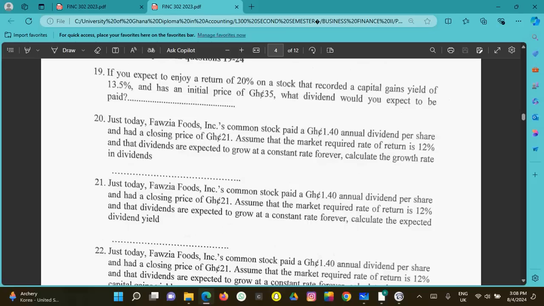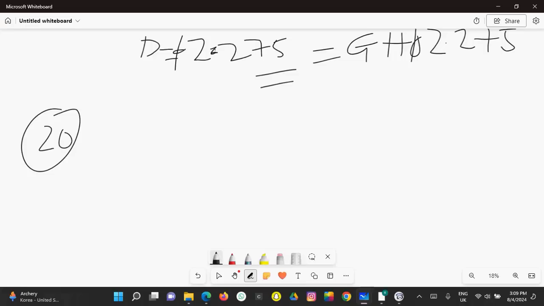So remember, they are saying that it just paid 1.4. The closing price of 21 is the old price, and this is the dividend today. Don't confuse them. If it says it had a price, then that is going to be P0. So let's solve for this.